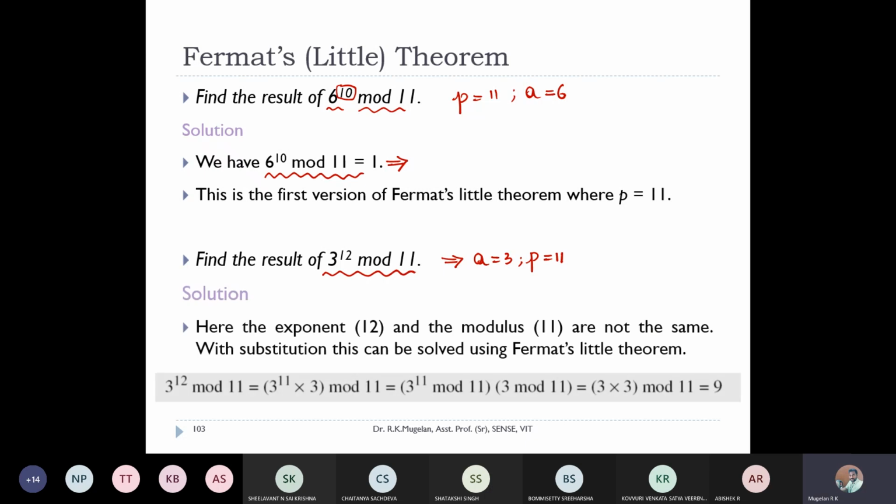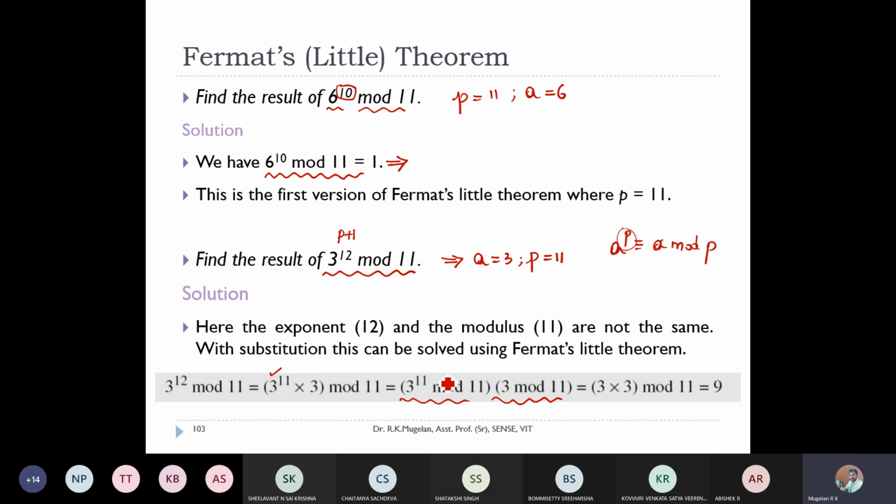Yeah. Okay. You can go with both version 1 as well as version 2. Version 2 is nothing but a power p will be congruent to a modulo p. But here we don't have a power p. Instead I have a power p plus 1. So what I have done is split it into two parts, that is 3 power 11 into 3. So I'll be doing 3 power 11 modulo 11 into 3 mod 11.